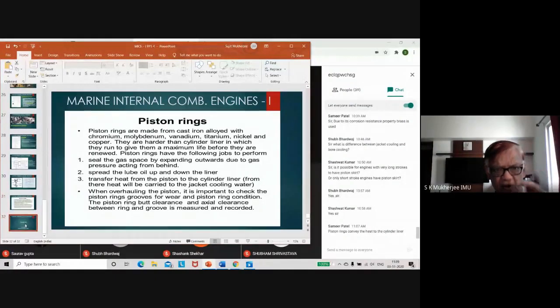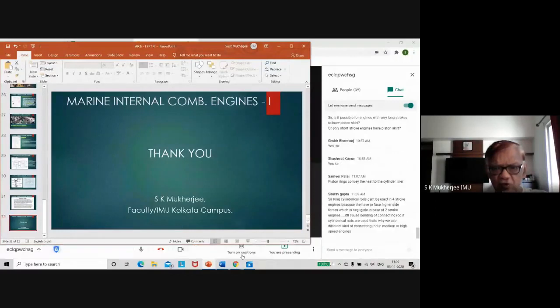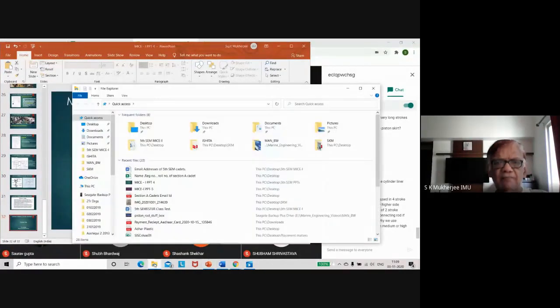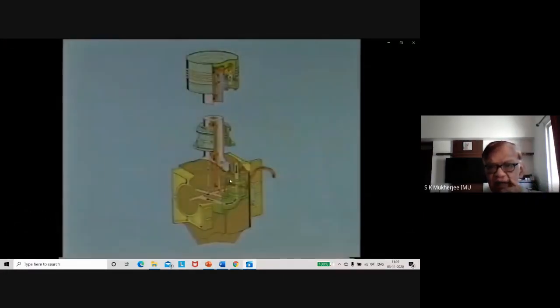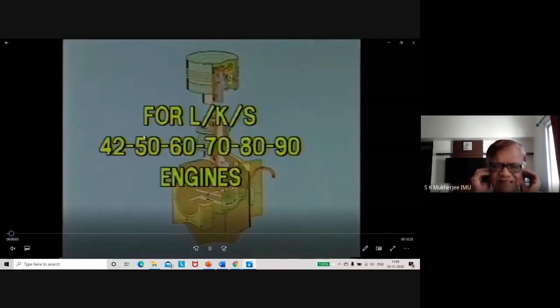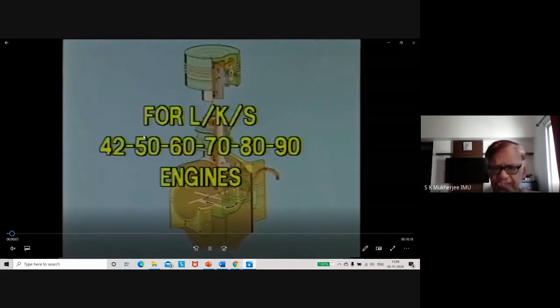Okay, so that will be all for today, but I want to show you the stuffing box. Where is it? Yeah, okay, here it is. This is the stuffing box and how it is dismantled, overhaul of the piston rod. I hope everybody can see this. Shubh, can you see this?